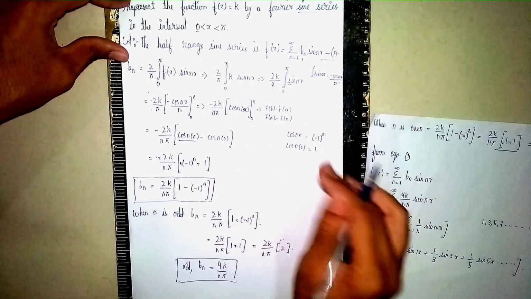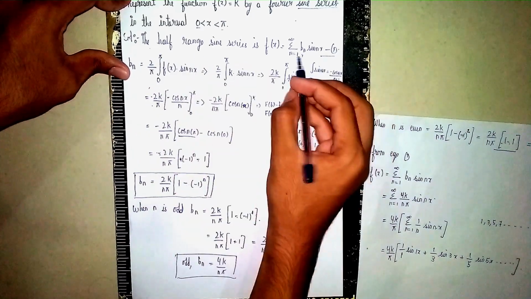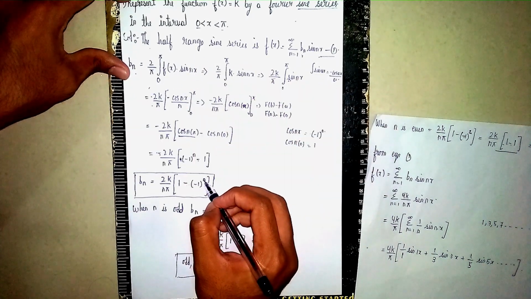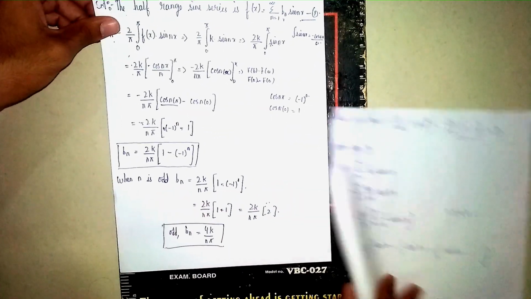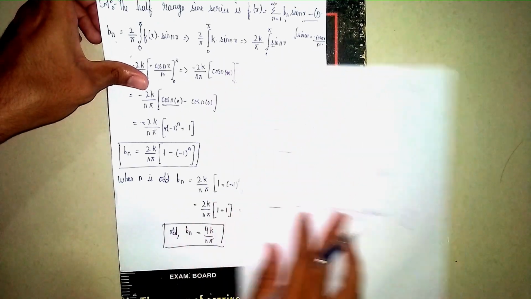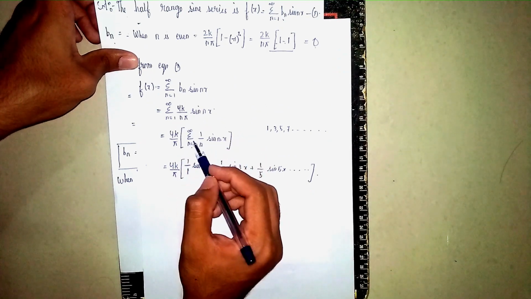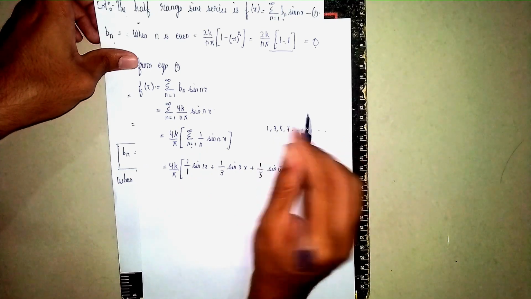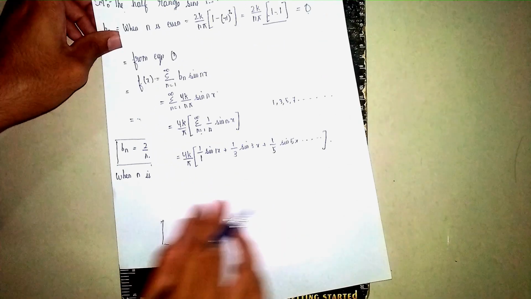This is a Fourier half range series, the new unit I've started. So this is the procedure. First the equation, then the bn value. When you get power n, you have to check odd and even values. For even we got 0, so take only odd. Then substitute in the equation and remove the summation, taking odd values since we got 4k by n pi for odd.